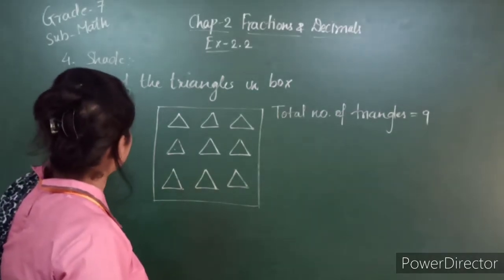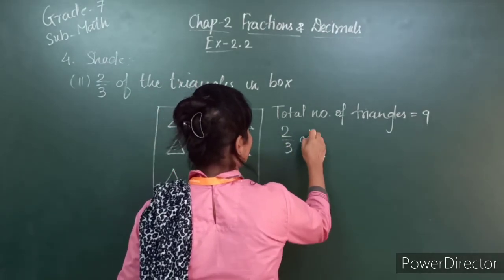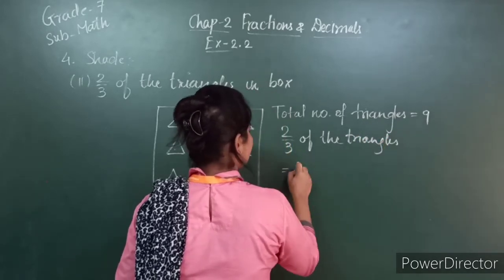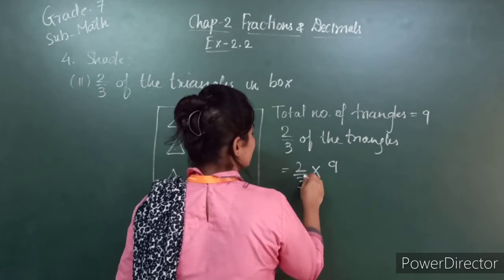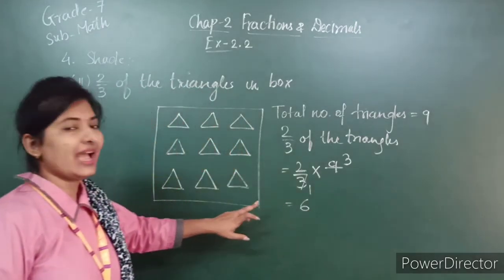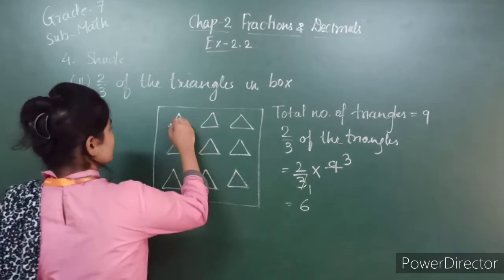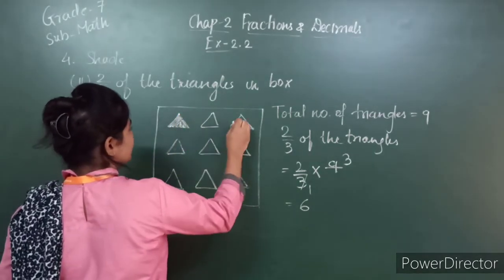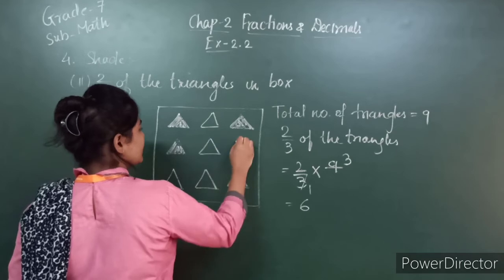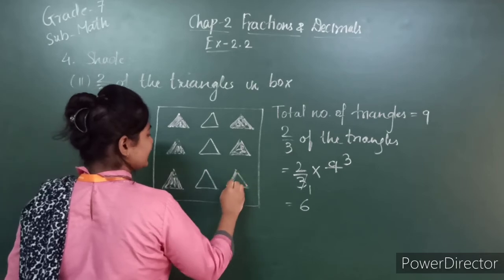Now we have to shade 2 by 3 portion of the given triangles. So 2 by 3 of the triangles. So 2 by 3 into 9. Here 3 ones are 3, 3 threes are 9. 2 3s are 6. So here also we have to shade 6 triangles in the given box. You can do any 6 triangles. This 2, 3, 4, 5 and 6.